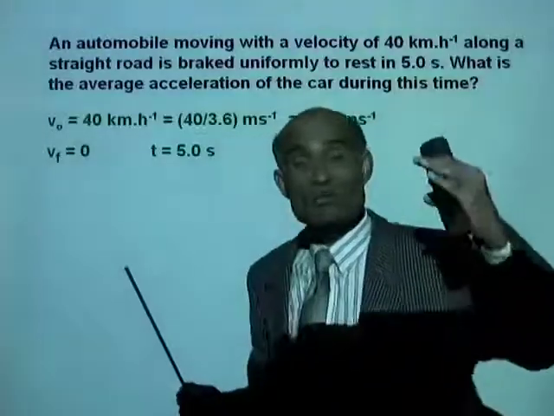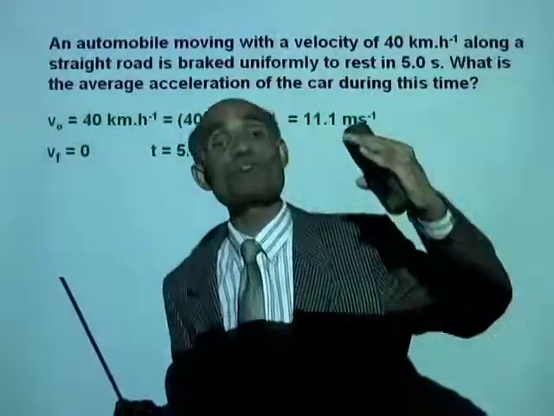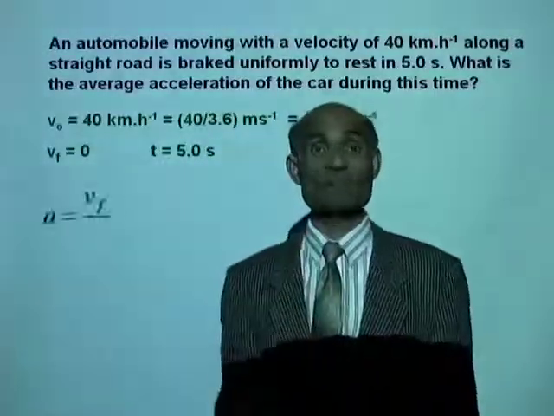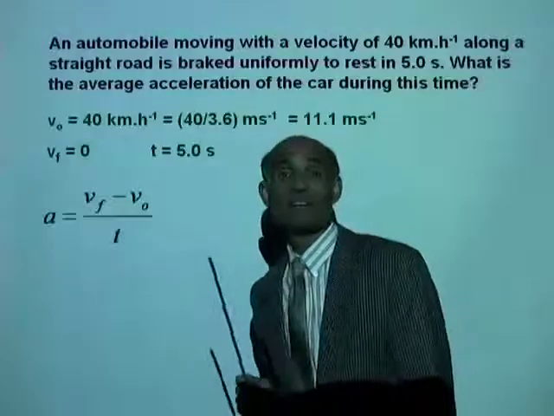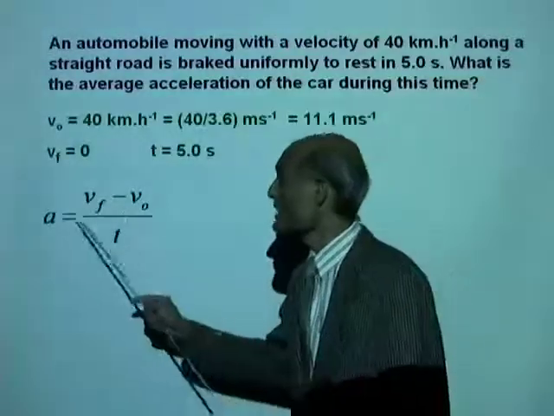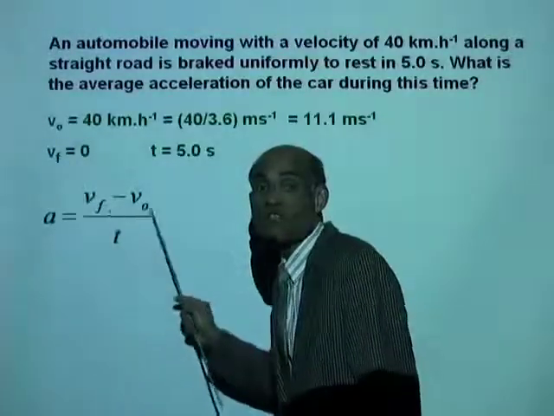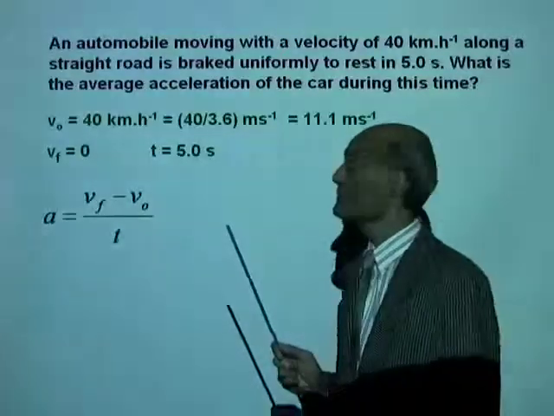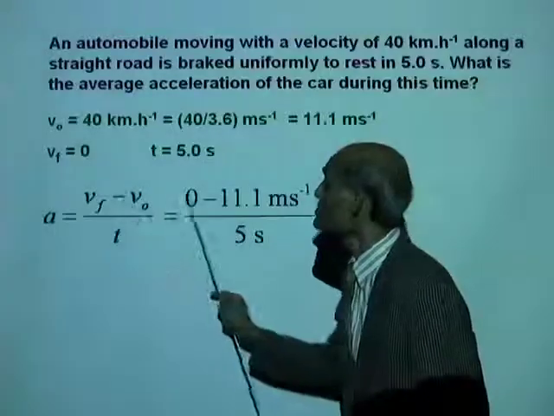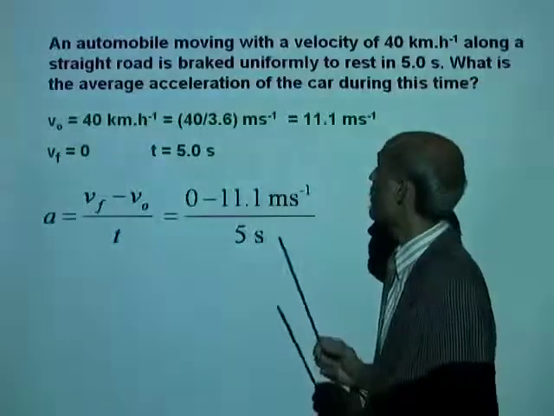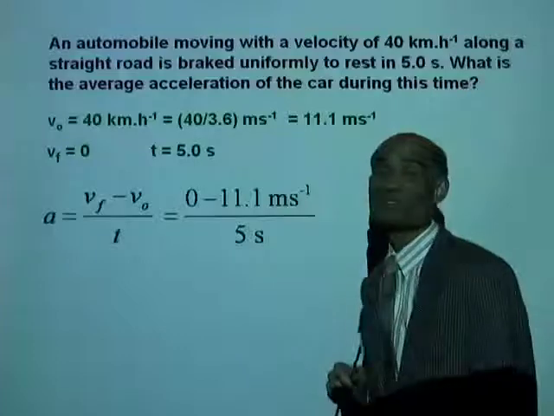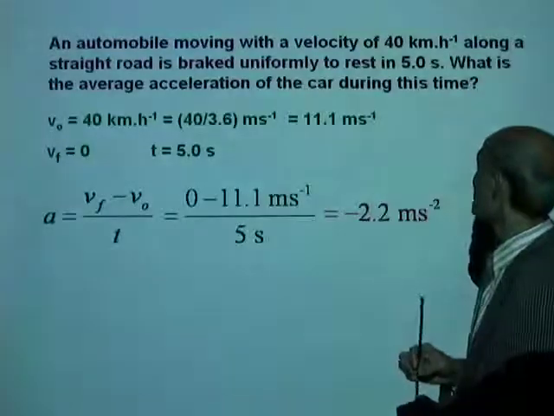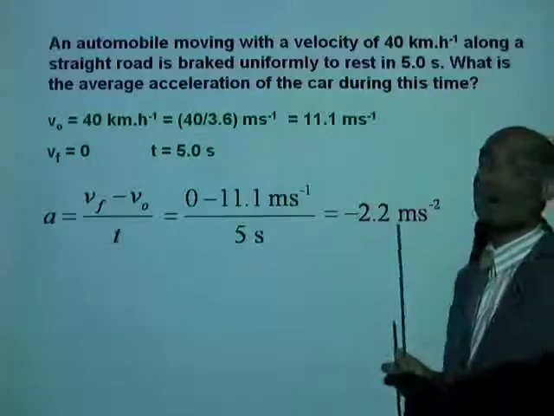We can either write down the equation for the acceleration right away or use the first equation. We can use the definition for acceleration. Acceleration is change in velocity, v_f minus v_0, over time, and that will be 0 minus 11.1 meters per second divided by 5 seconds. That is negative 2.2 meters per second squared.